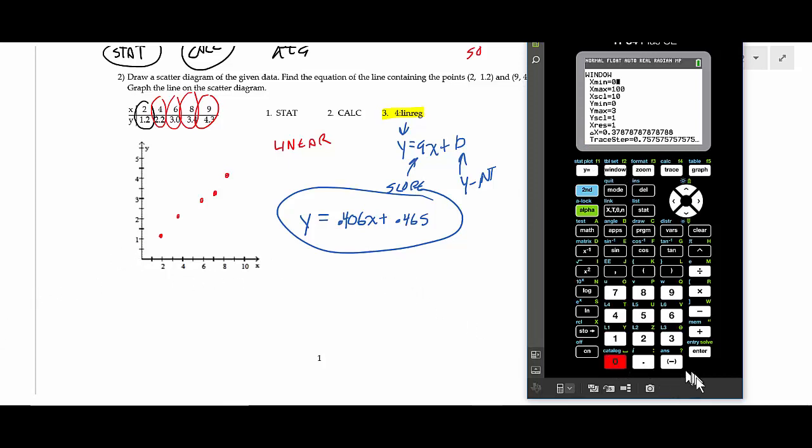Just go, for x, 0 to 10, exactly like I have on the graph there, by a scale of 1. And then for the y values, go 0 to 5 by a scale of 1 like that. Okay, now if you press graph, if you're following along doing this correctly, you should see all of your data points. Then you should see a line connecting those dots in a certain way.